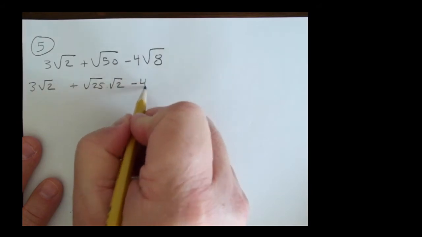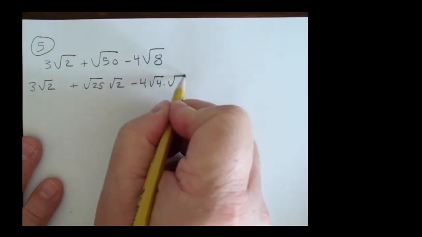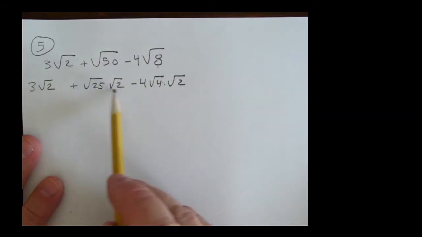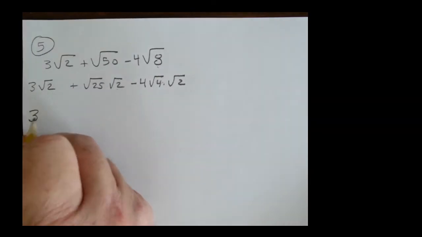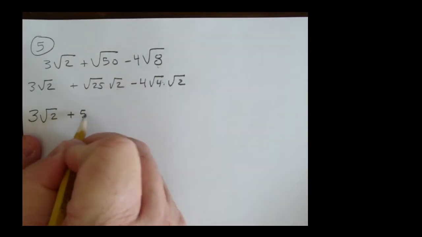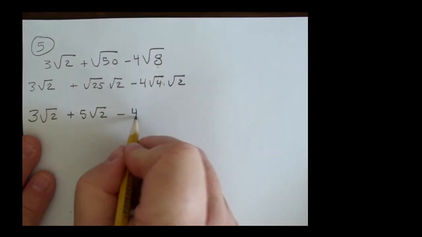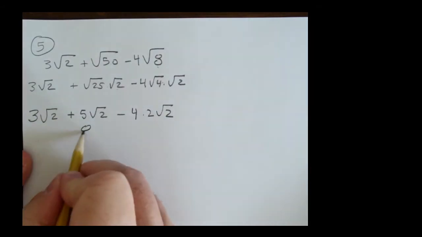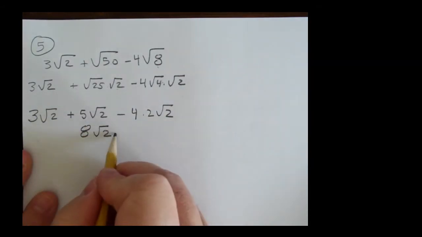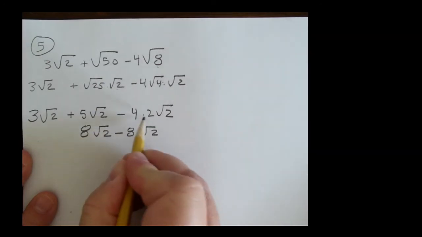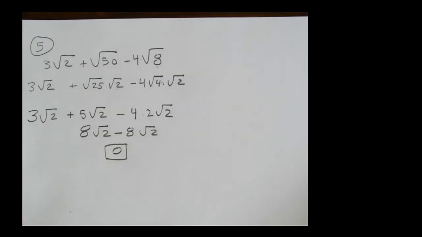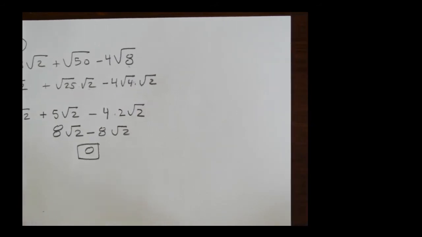Then there's minus 4 times the square root of 4 times the square root of 2. Square root of 8 becomes that. 50 is that, and this stays. So 3 square root of 2 plus 5 square root of 2 minus 4 times, what's the square root of 4 times 2 square root of 2? Add these together. Multiply that. And our answer is 0. So I'm not sure if you got the 0 on that. Hopefully you did.